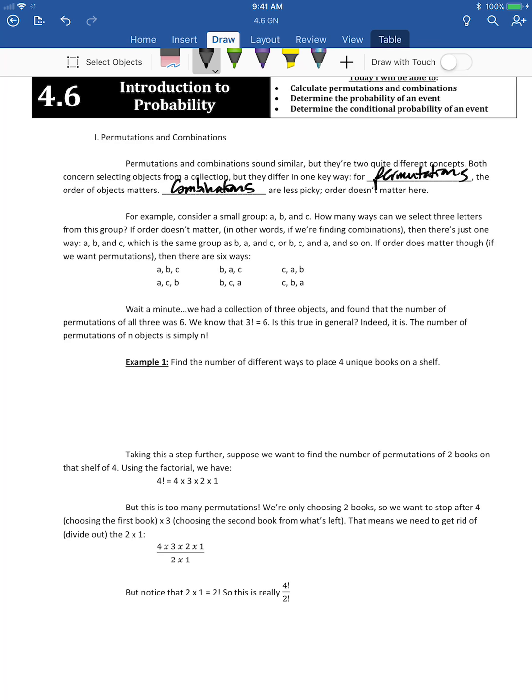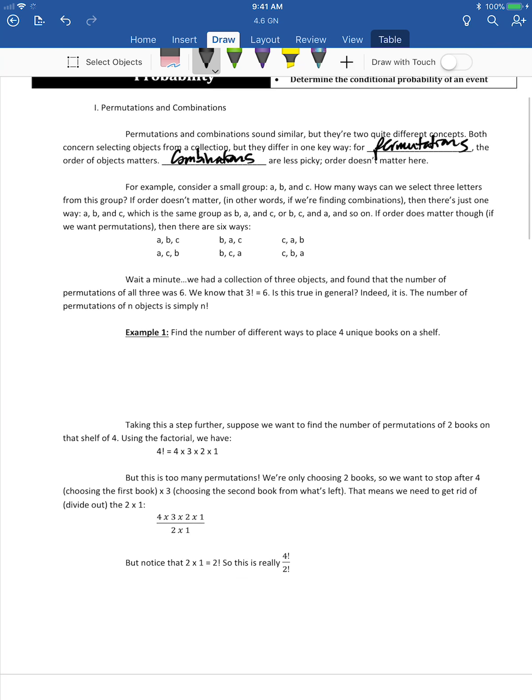So let's consider a small group, just three letters, A, B, and C. How many ways can we select three letters from this group? From A, B, and C. If the order doesn't matter, so if we're looking at combinations, there's only one way to choose all three of them. One. Since order doesn't matter, A, B, and C is the same as B, A, and C, or B, C, and A, or C, B, and A, and so on.